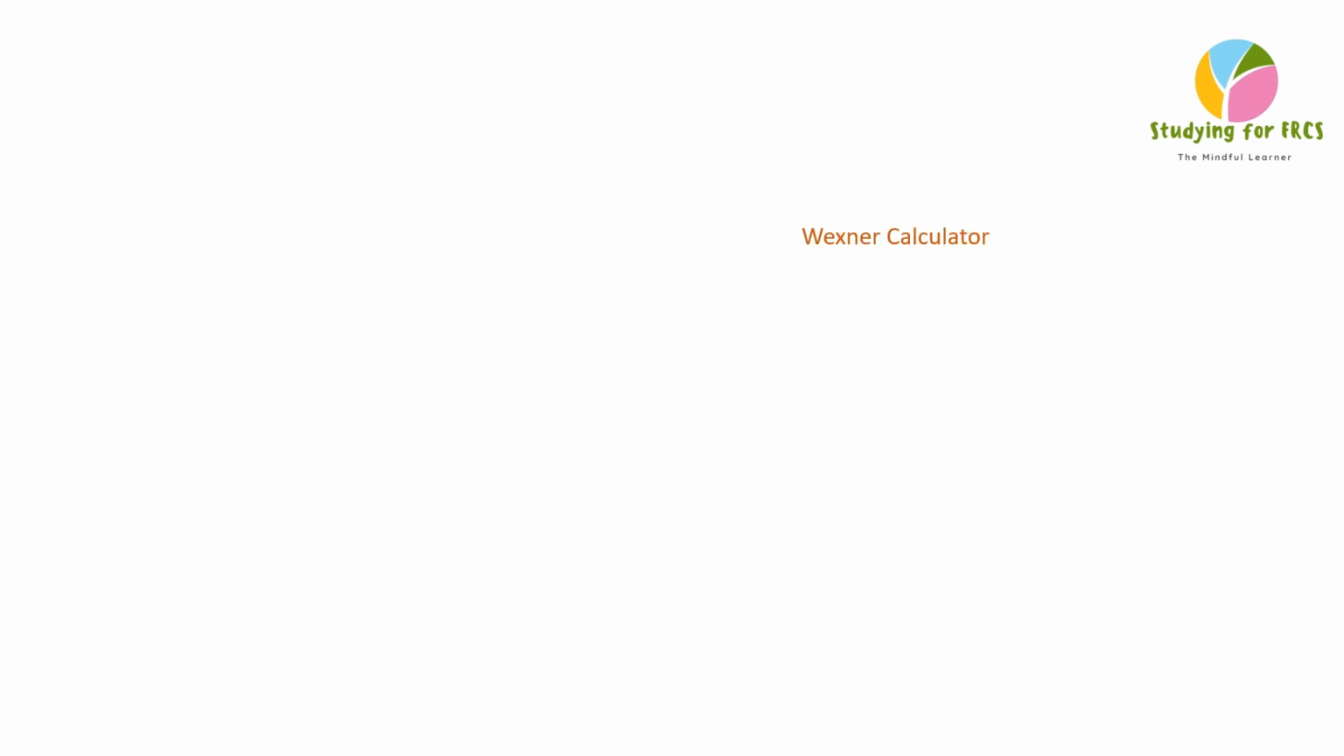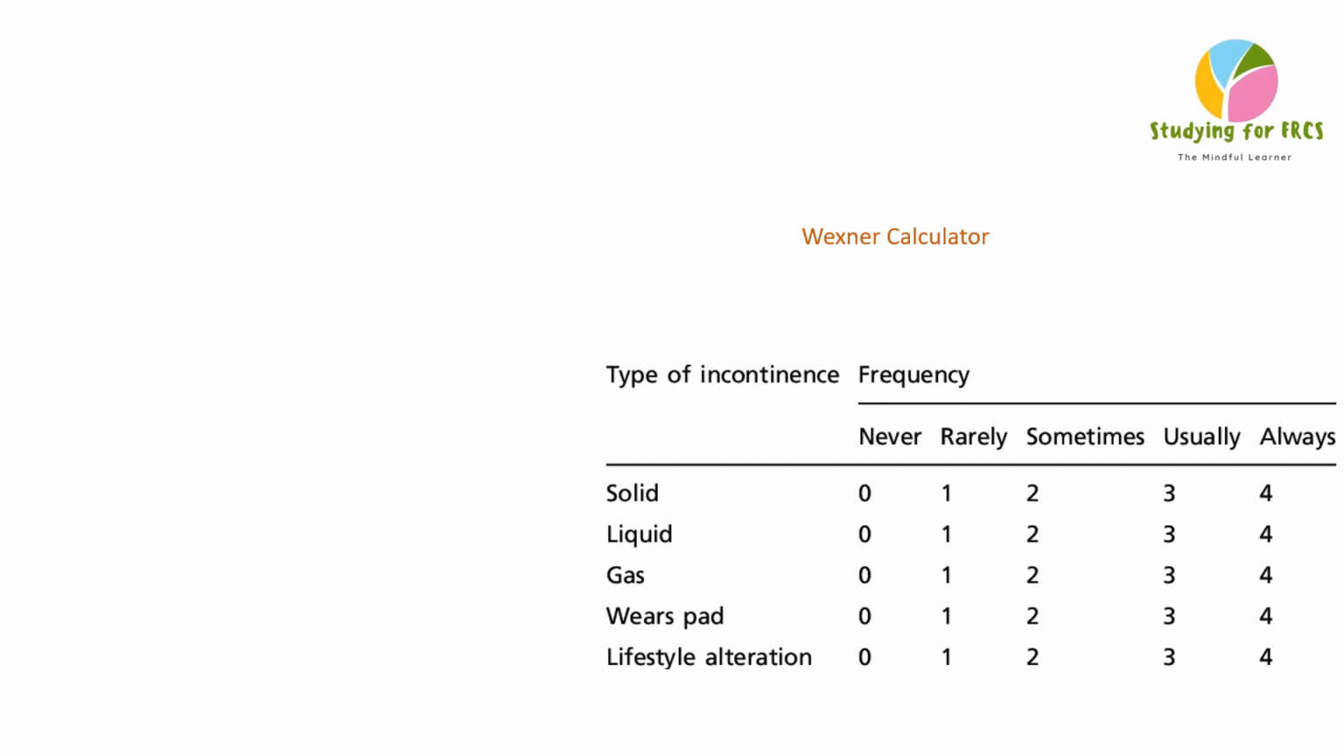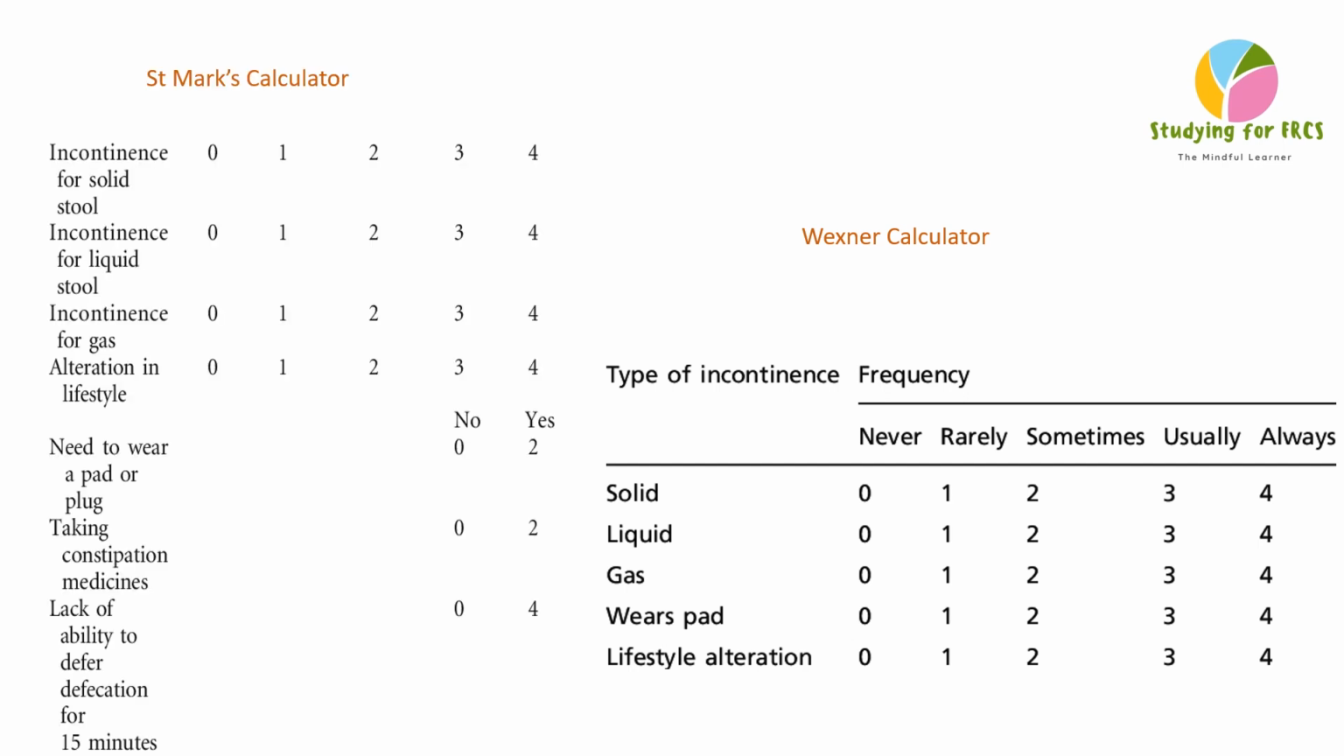There are two calculators or scoring systems that we use to quantify the burden of fecal incontinence on the patient. The commonly used are the Wexner calculator and St. Mark's calculator.